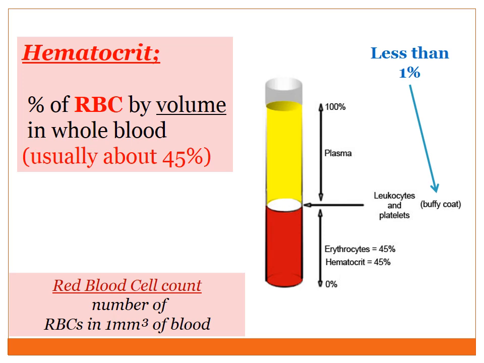Hematocrit refers to the percentage of red blood cells by volume in whole blood. So the hematocrit normally should be about 45%. So if someone's having blood work done and their hematocrit is above 45%, it means that they have too many red blood cells in their blood. And if the hematocrit is below 45%, then it can indicate that their body's not making enough red blood cells. The red blood cell count that's done is the number of red blood cells counted in 1 cubic millimeter of blood.